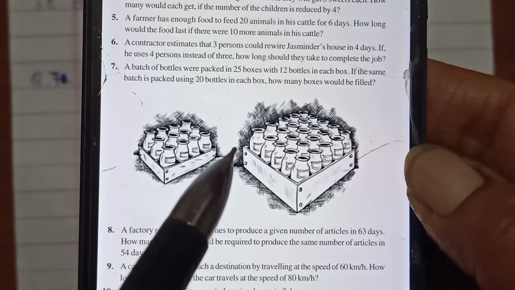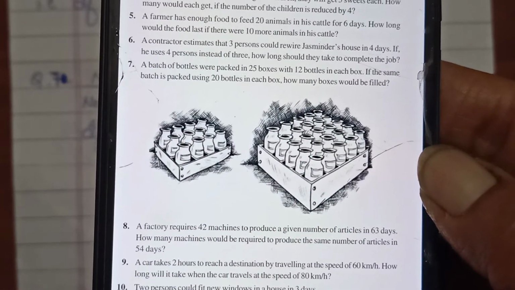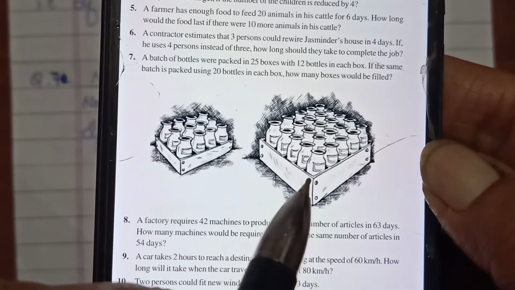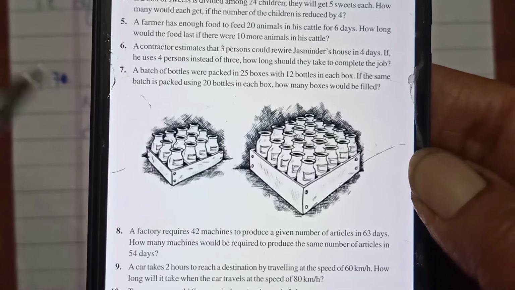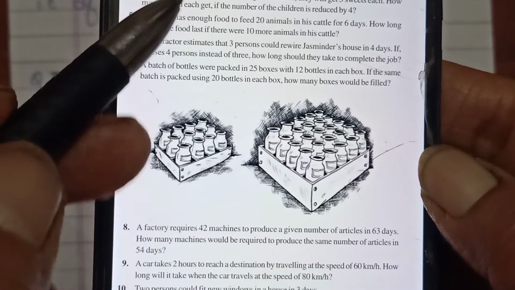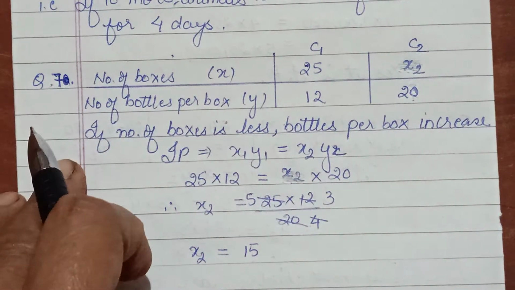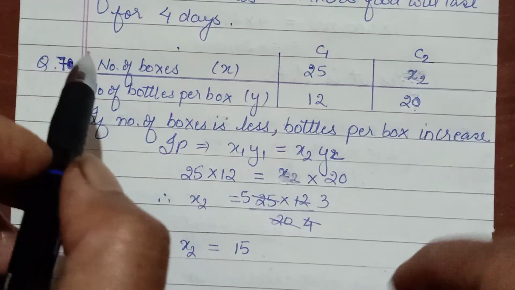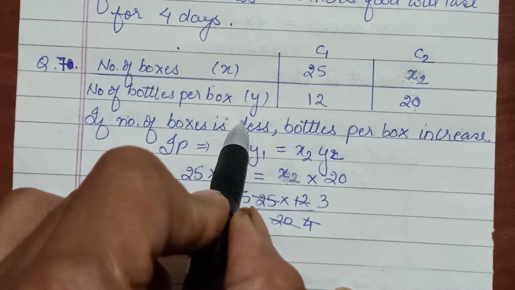So naturally, if you put more bottles in one, the number of packs is going to reduce. So the more the number of bottles in one pack, the lesser will be the number of packages. So this is again inverse proportion. Number of bottles increasing, packages decreasing. Okay, so we will take the two quantities: number of boxes being represented by x, and number of bottles by y.